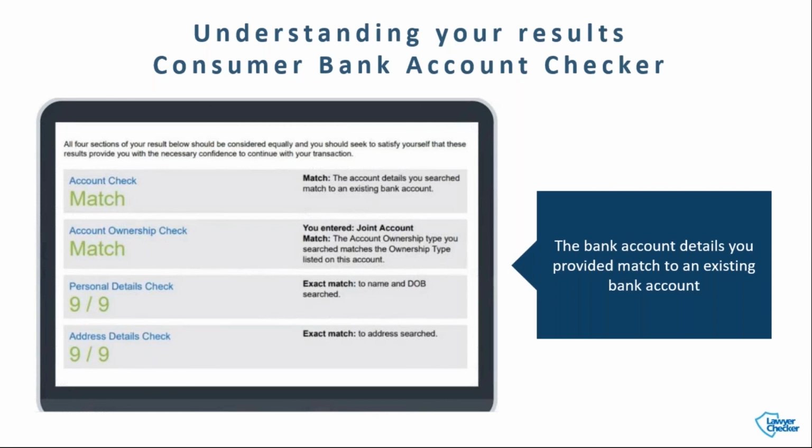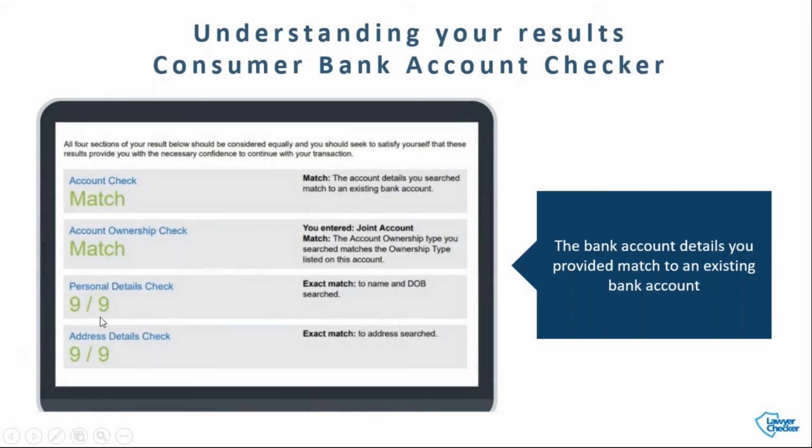For example, if the whole address is incorrect, so maybe they haven't updated the bank with their home move or something, that would usually result in a 0 or 1 out of 9. Obviously that means it definitely needs to be double checked, because that's not what the bank holds against that account.